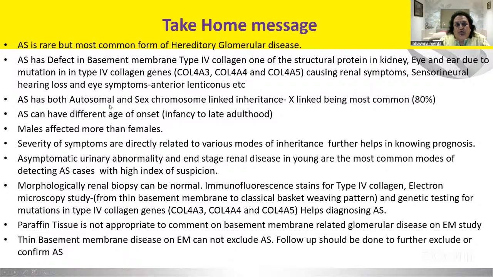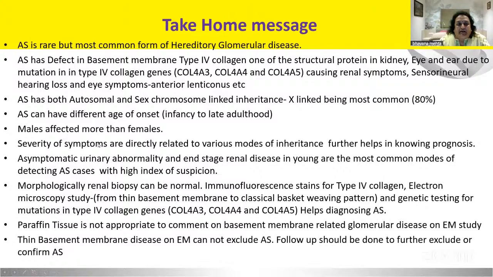Alport syndrome is both autosomal and sex chromosome linked inheritance, X-linked being most common, that is up to 80%. Males are affected more than the females. Severity of the symptoms is directly related to the mode of inheritance, which further helps in knowing prognosis. Asymptomatic urinary abnormality and end-stage renal disease in the young are the most common modes of detecting Alport syndrome with high index of suspicion. Morphologically, renal biopsy can be normal.